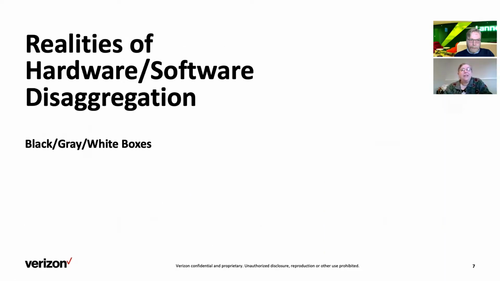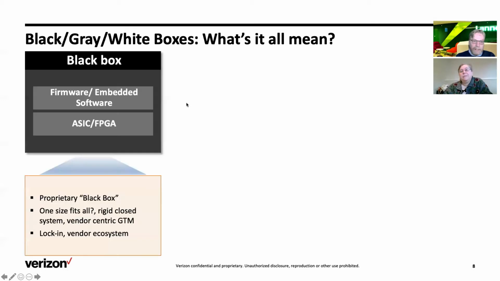Moving on. I will turn it over to Sven to talk about, what does hardware and software disaggregation really mean? Thank you, Beth. And the whole idea of disaggregating hardware from software is to be more flexible, and in particular to scale applications at the edge. So what does a black box, white box, or gray box actually mean?